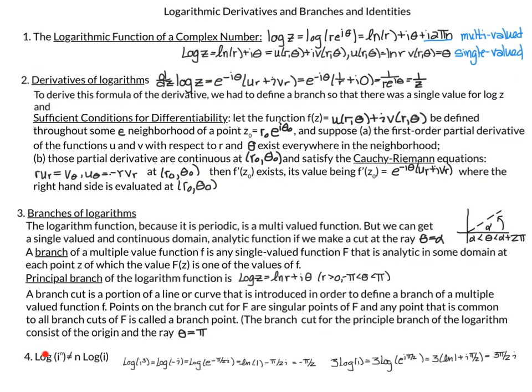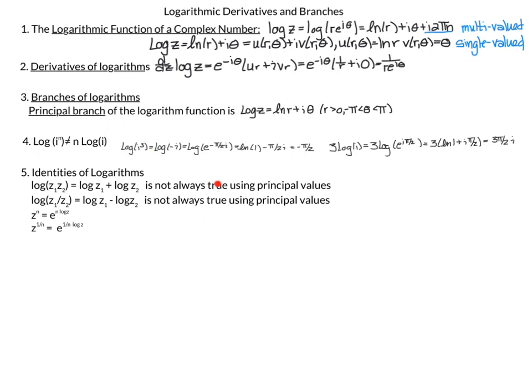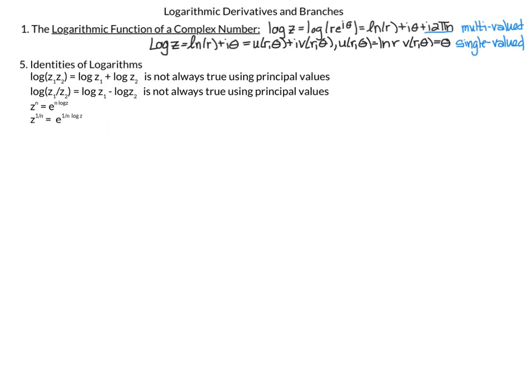In our overview slide, it is this idea here. And this brings us to identities of logarithms. These two identities are a little surprising because they are not always true when using principal values. That is, the log of the product z1 z2 is not equal to log of z1 plus log of z2 using principal values. Similarly, log of z1 divided by z2 is not always equal to log of z1 minus log of z2 when using principal values. So I know I have this equality here, but it says it's not always true. So make sure you see that.